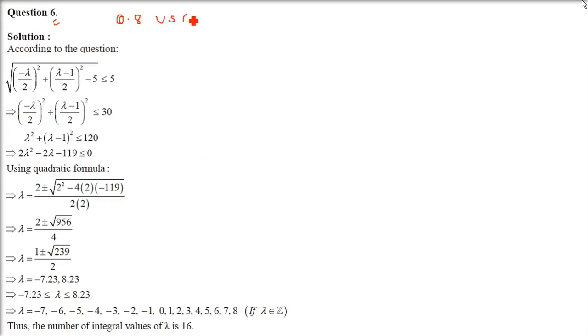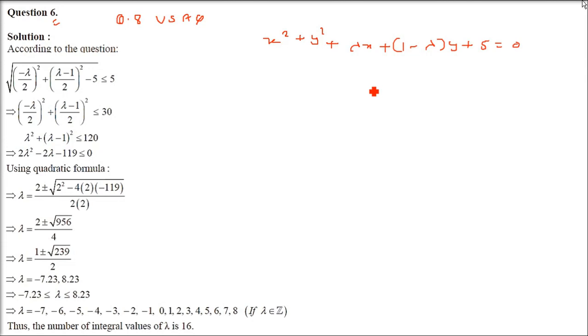Is it question 8? No. Okay, it's question number 6. It's question number 6 of VSAQ, right? Very short answer question, VSAQ, question number 6. Okay, let me just tell you about this. Only lambda is replaced by a as per that question. It's not question number 8. I'm just changing it. It's question number 6 VSAQ.